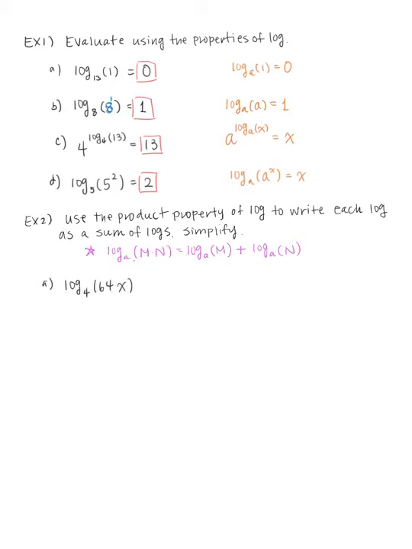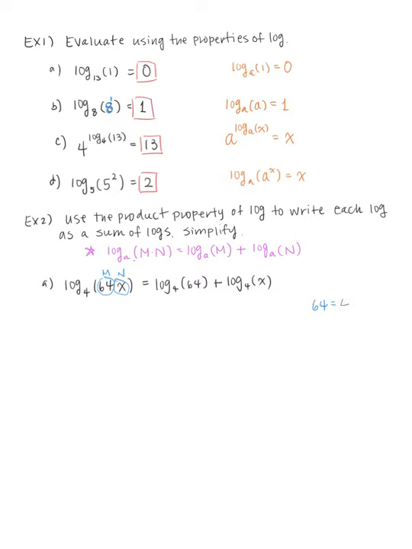Okay, so let's take a look at part A. Log base 4 of 64x. Here, do you see that 64 plays the role of m, and our x plays the role of n? So what we need to do is expand this using the formula above, which is going to be log base 4 of 64 plus log base 4 of x. Now, since we have to simplify all the way, let's take a look at log base 4 of 64. Do you see that 64? Can I write 64 in terms of base 4?